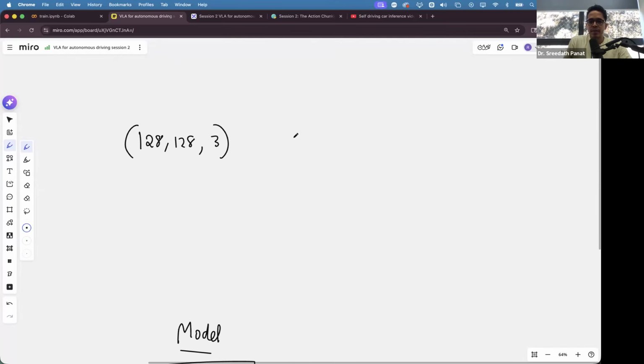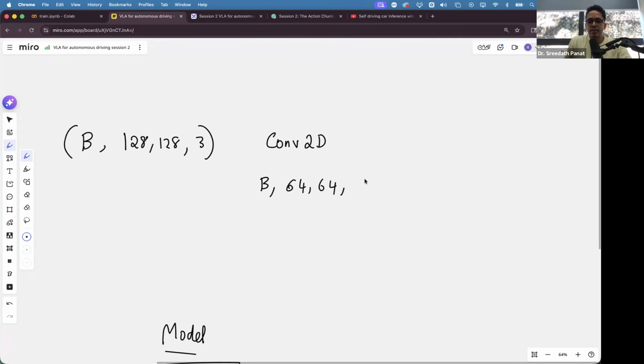I can have a convolution operation which will convert this 128, 128, and there will be a batch dimension also. Let me write that in case this is neural network training, we'll have a batch of images. So batch dimension, followed by spatial dimension, followed by channel dimension, then 2D convolution, and that could convert this into B, 64, 64, and let's say that 3 becomes 6 or something.